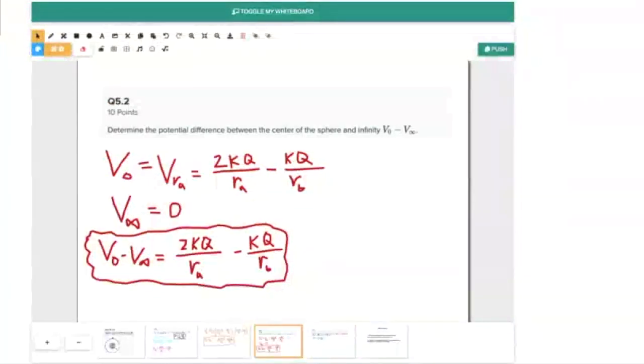Part 2 asks us to determine the potential difference between the center of the sphere and infinity. At r equals 0, we will assume that the only potential contributions are from the sphere and the shell. Thus, the potential at r equals 0 is the same as it was in Part 1. We will make the assumption that the potential is 0 at a location an infinite distance away from r equals 0. Thus, V0 minus V infinity is equivalent to 2KQ over RA minus KQ over RB.